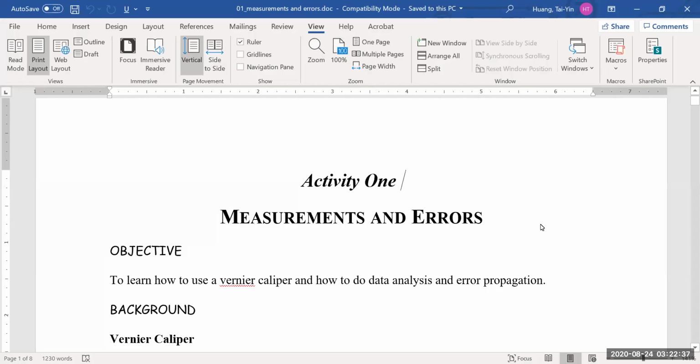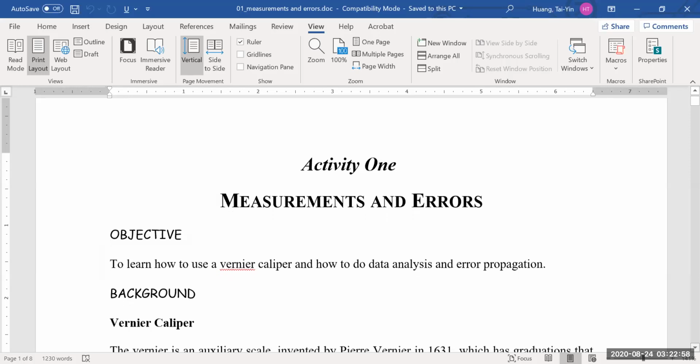Hi there, everyone. Your first lab, you're going to do measurement and errors. And in this lab, you're going to learn how to use a vernier caliper and how to do data analysis and error propagation. Regarding how to use a vernier caliper, what you're going to do is watch a short video.